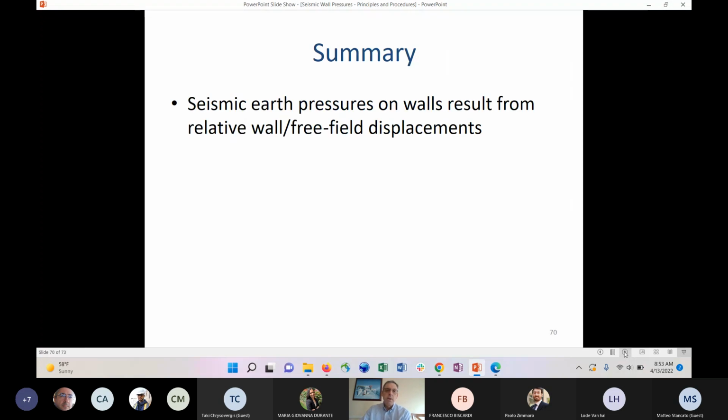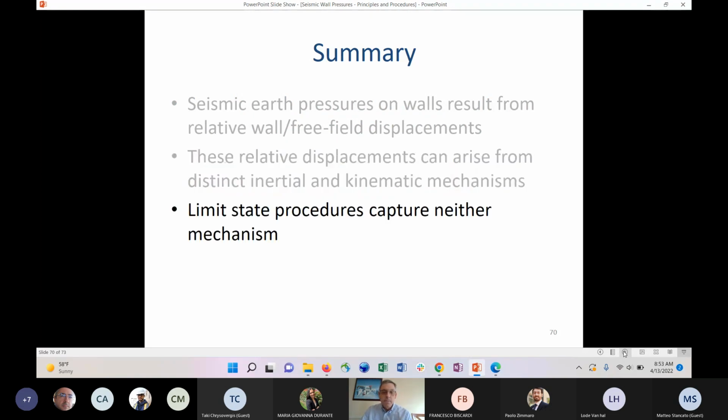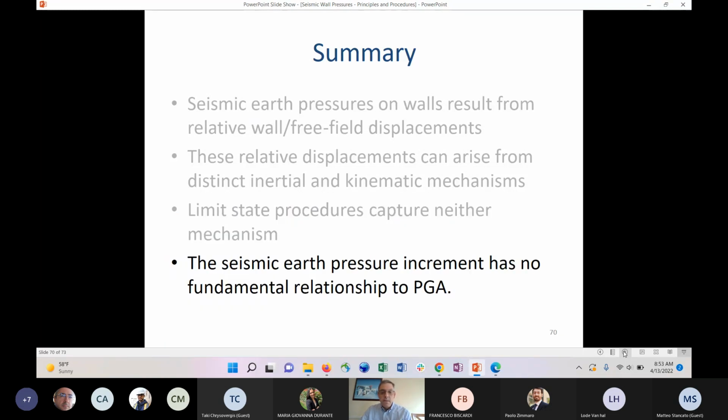So I'll wrap up now. Seismic earth pressures on walls are a result of relative displacement. I hope that I've convinced you of that. These relative displacements can happen due to inertial or kinematic mechanisms. Limit state procedures simply don't capture them. They aren't formulated properly to capture relative displacement, so they just don't work. The seismic earth pressure increment has no fundamental relationship to PGA, which is an underlying assumption of the limit state methods.